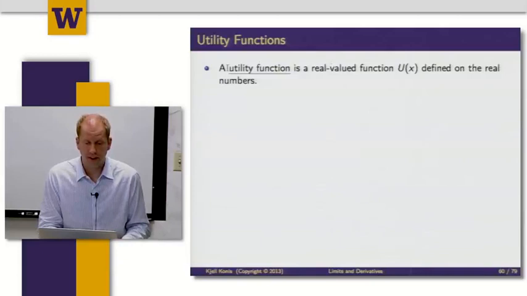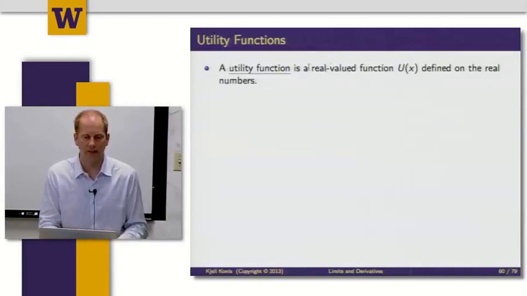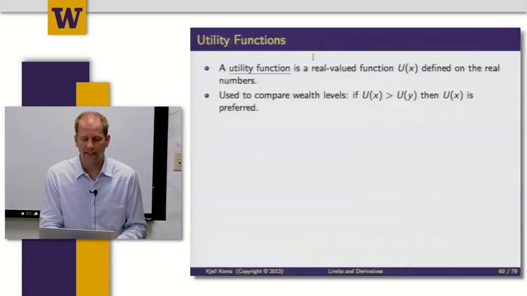A utility function, and this is a special type of function that shows up in economics, is a real valued function u of x. I'm just going to call it u because it's utility, defined for real numbers. And the idea is it's going to help us compare wealth levels.